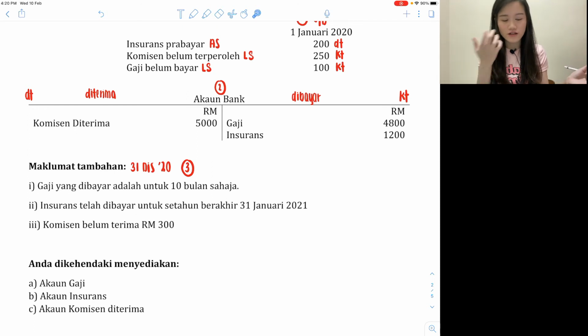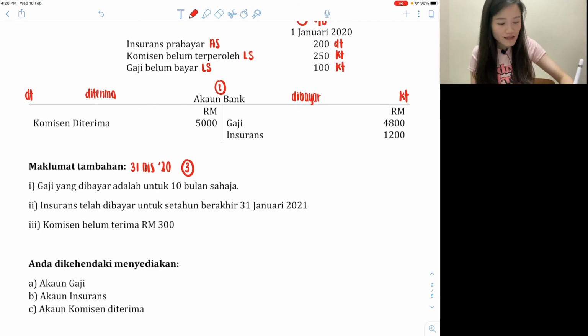Enough or not enough? Of course, it's not enough because we need 12 months. Here, only pay 10 months worth. So how many months is lacking? 12 months, I paid 10. Means there is still 2 months that we have not paid yet. So that is called what? Gaji belum bayar. Is a liability semasa.